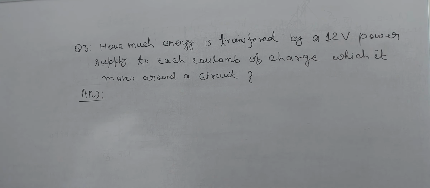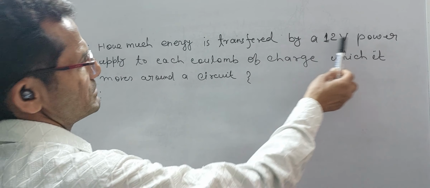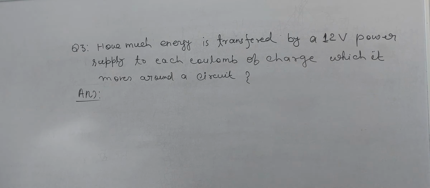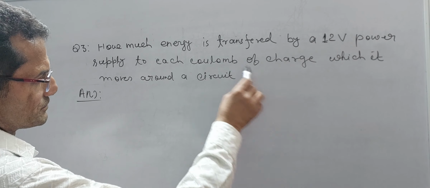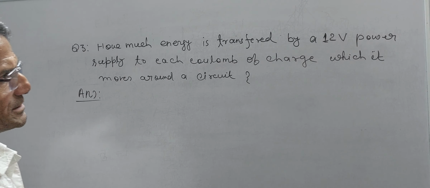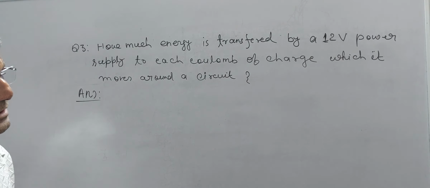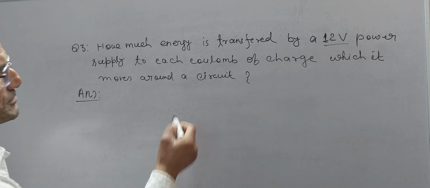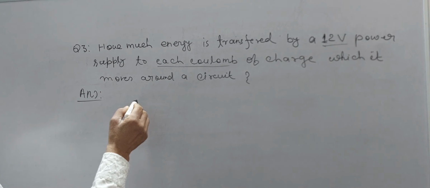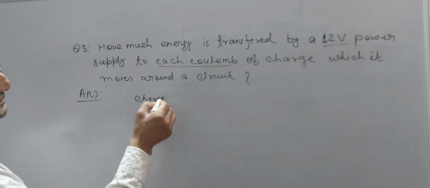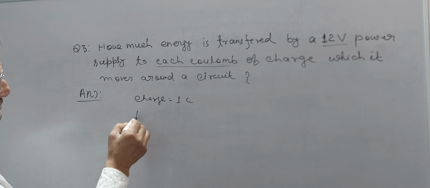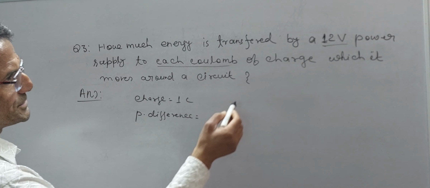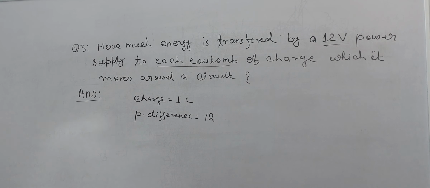This is another question. How much energy is transferred by a 12 volt power supply to each coulomb of charge which it moves around a circuit? In a closed circuit, there is a battery whose potential is 12 volt. We have supplied 1 coulomb of charge. So the charge is 1 coulomb and the potential difference is equal to 12. The energy supplied.